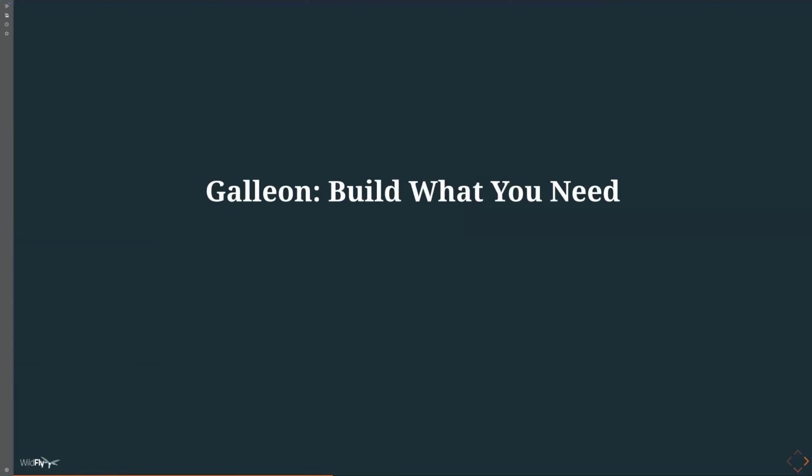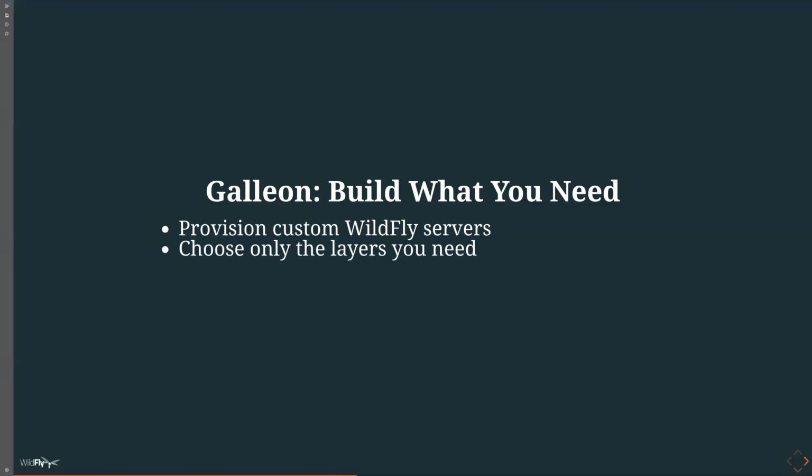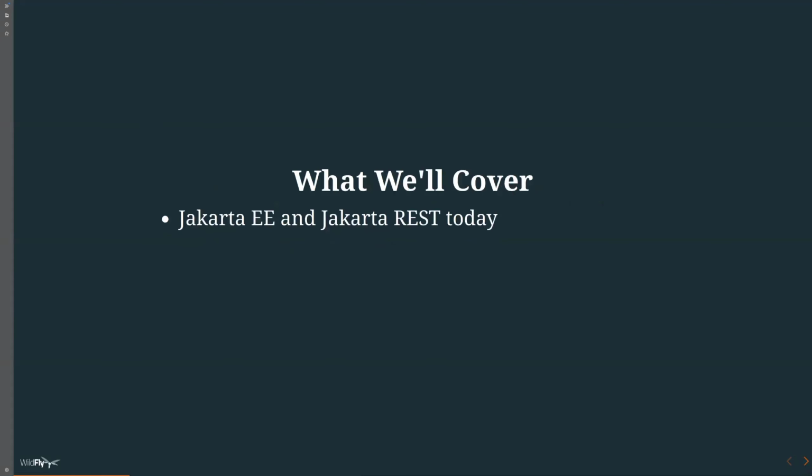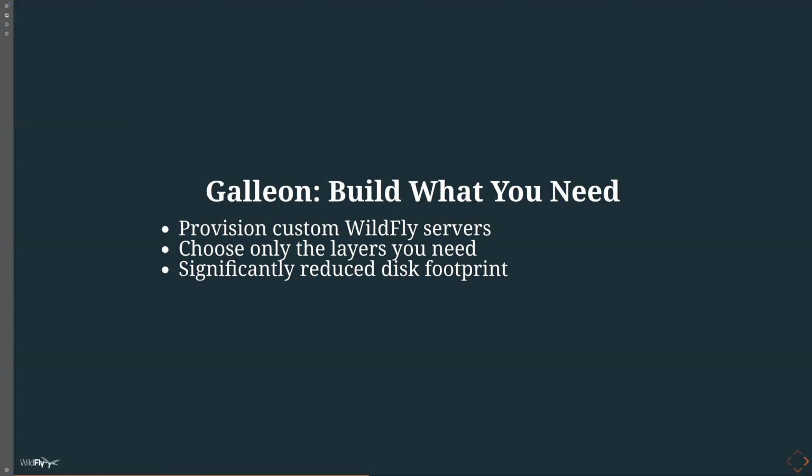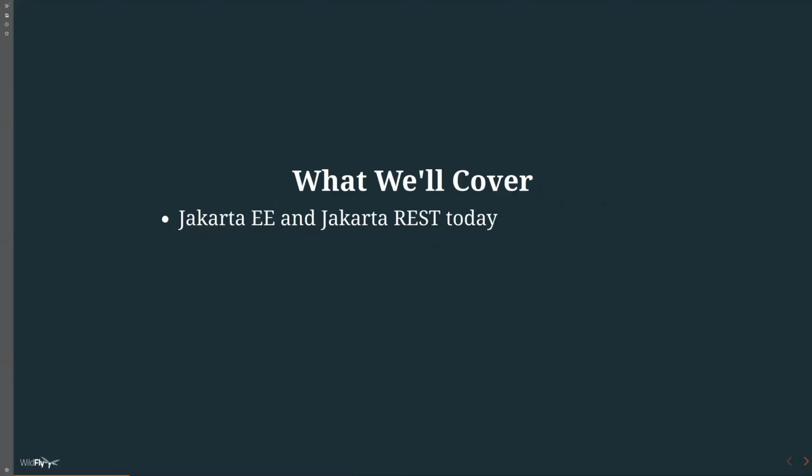So Galleon is what we use for provisioning. You can provision custom Wildfly servers with it. You can choose the layers that you want. So everything's categorized into a layer. So there's specific layers, so if you don't ever use EJBs, you don't have to have EJBs or stuff like that. It helps to reduce the footprint on the disk quite a bit, actually. And it's all done just through a Maven plugin.